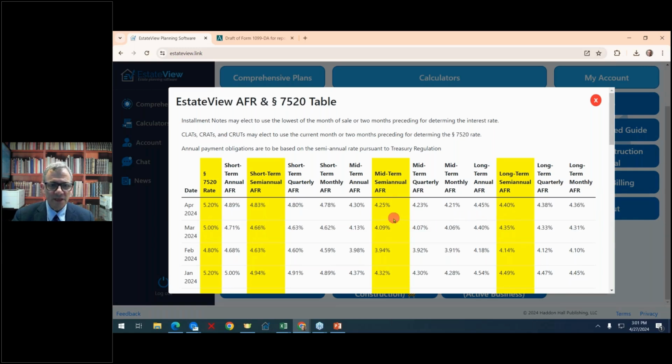So you can see here that if I wanted to do a 9-year note, it would be at 4.25% interest. If I wanted to do a 20-year note, it would be at 4.4% interest.